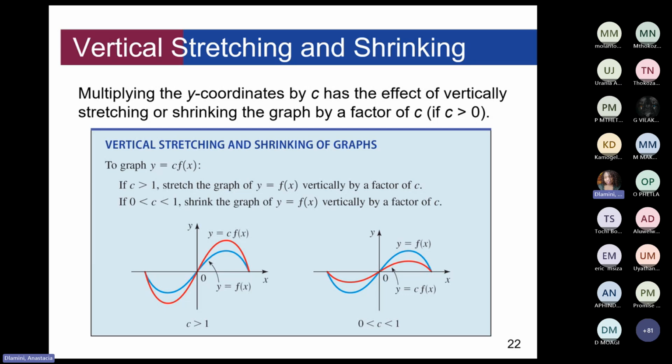Okay, now listen. Multiplying the y coordinates by c has the effect of vertically stretching or shrinking the graph by a factor of c. Are we hearing each other? Yes. So they say when you have vertically stretching and shrinking, to graph y equals c times f of x, where c is greater than 0 in this case.